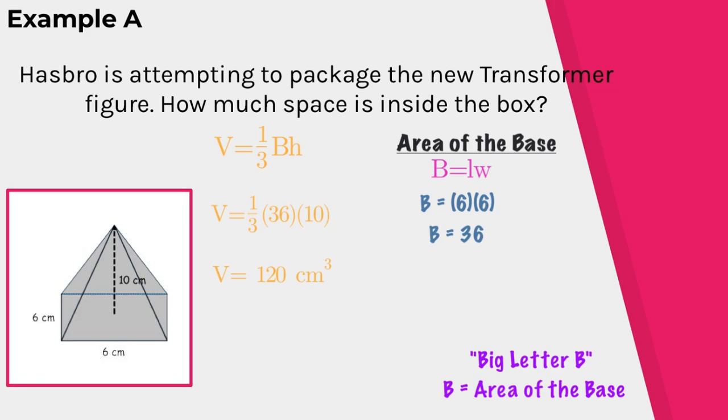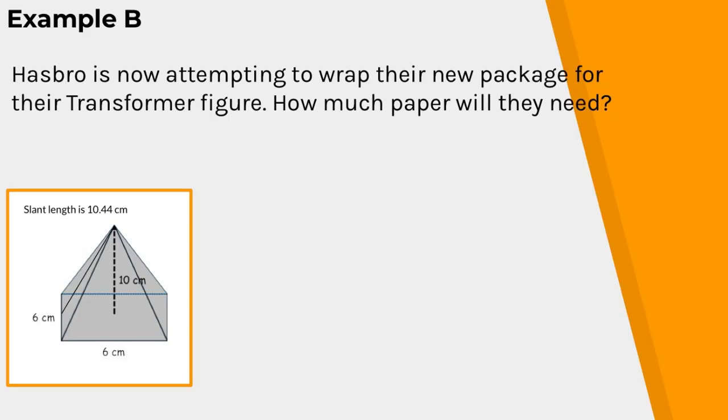Now let's take a look at example B. Here in example B, it says Hasbro is now attempting to wrap their new package for their Transformer figure. How much paper will they need? So we're talking about covering the entire package as they go to ship it out. So we're going to be talking about the surface area in this case, and we know that because we're talking about the outsides of the shape.